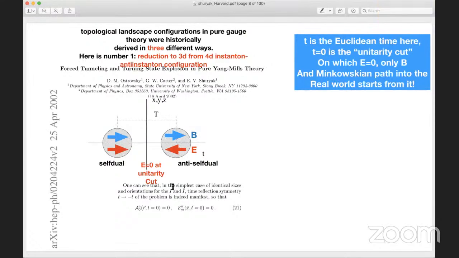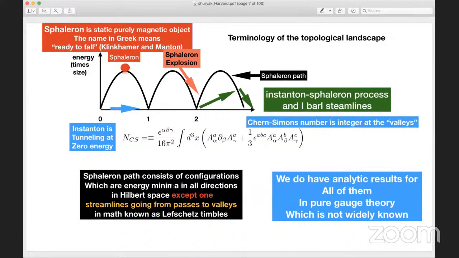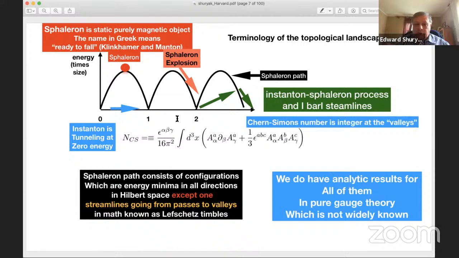Excuse me, is the horizontal axis in the figure you show Euclidean time, or what's the label? The horizontal axis is Chern-Simons number. It is zero, what one, is two. Right. So there are these ridges of mountains, identical.